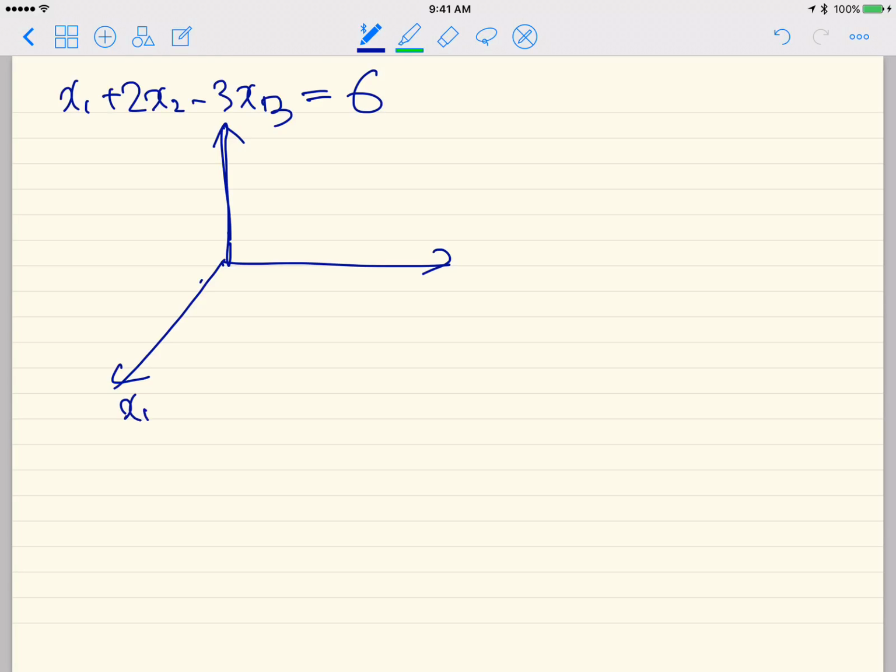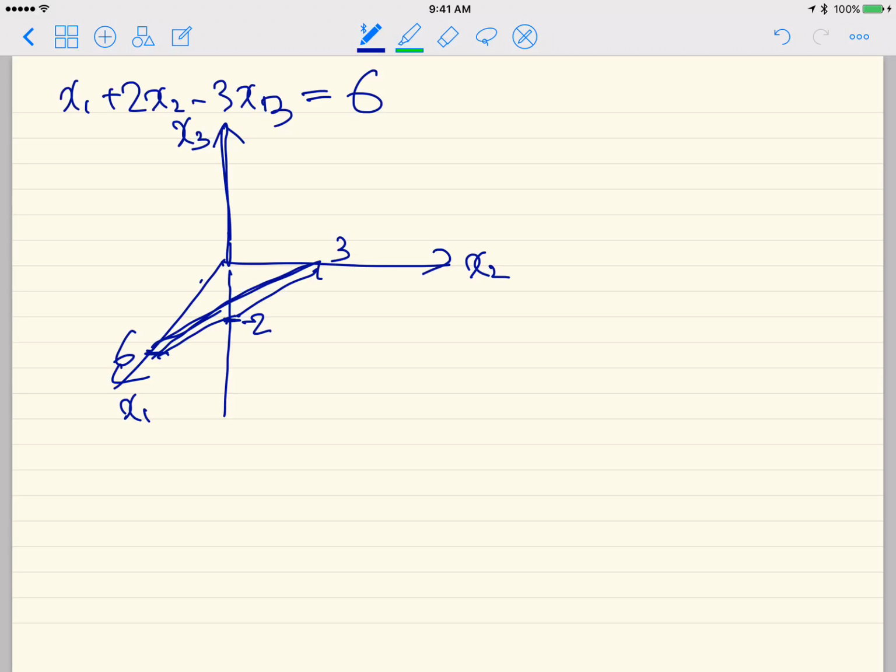And then this one has x1, x2, and x3 as our axis. And then what is the x1 intercept? It is 6, right? And then the x2 intercept is 3. And then the intercept for the x3 axis is minus 2, right? So it's like, okay, I'm not very good at drawing. And that's why I'm majoring in engineering. But yeah, it's like this kind of plane, right?